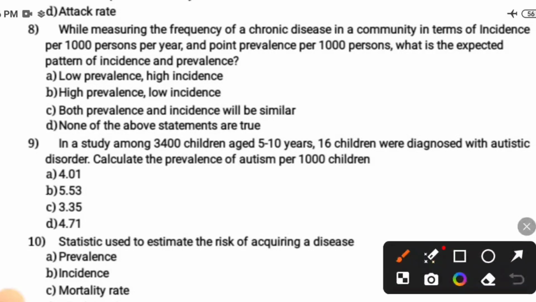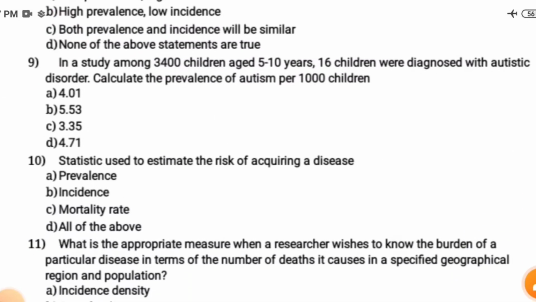While measuring the frequency of chronic disease in a community in terms of incidence per 1,000 persons per year and point prevalence per 1,000 persons, what is the expected pattern of incidence and prevalence? Low prevalence, high incidence; high prevalence, low incidence; both prevalence and incidence will be similar; or none of the above statements are true. So the answer here is high prevalence, low incidence.